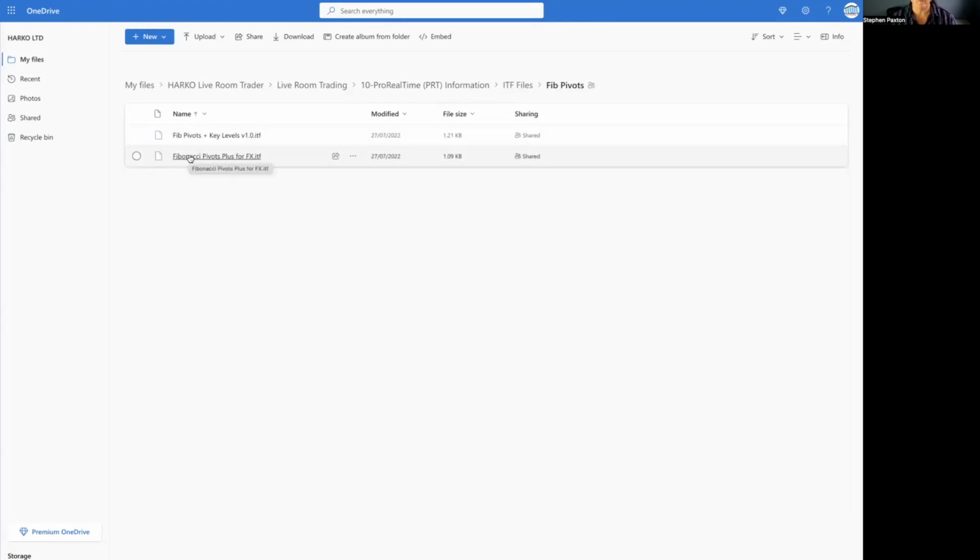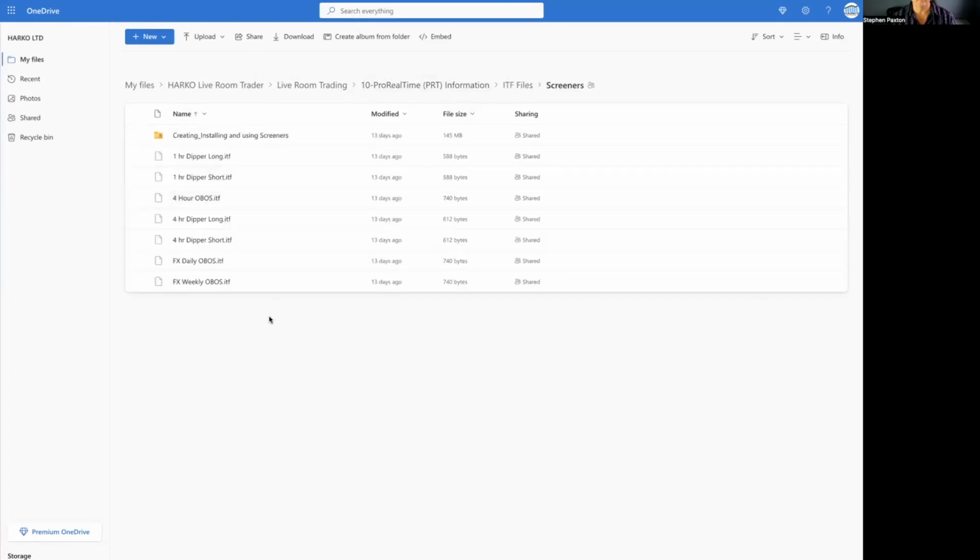Fibonacci pivot points as well. There's algorithms that tell you all the fibs on the FX markets, so you don't have to start doing them yourself. And then screeners. These are our AI bots that look for market pullbacks on the 1 hour, 4 hour, overbought and oversold on the daily and weekly. These are a sample of some of the robots that we use.